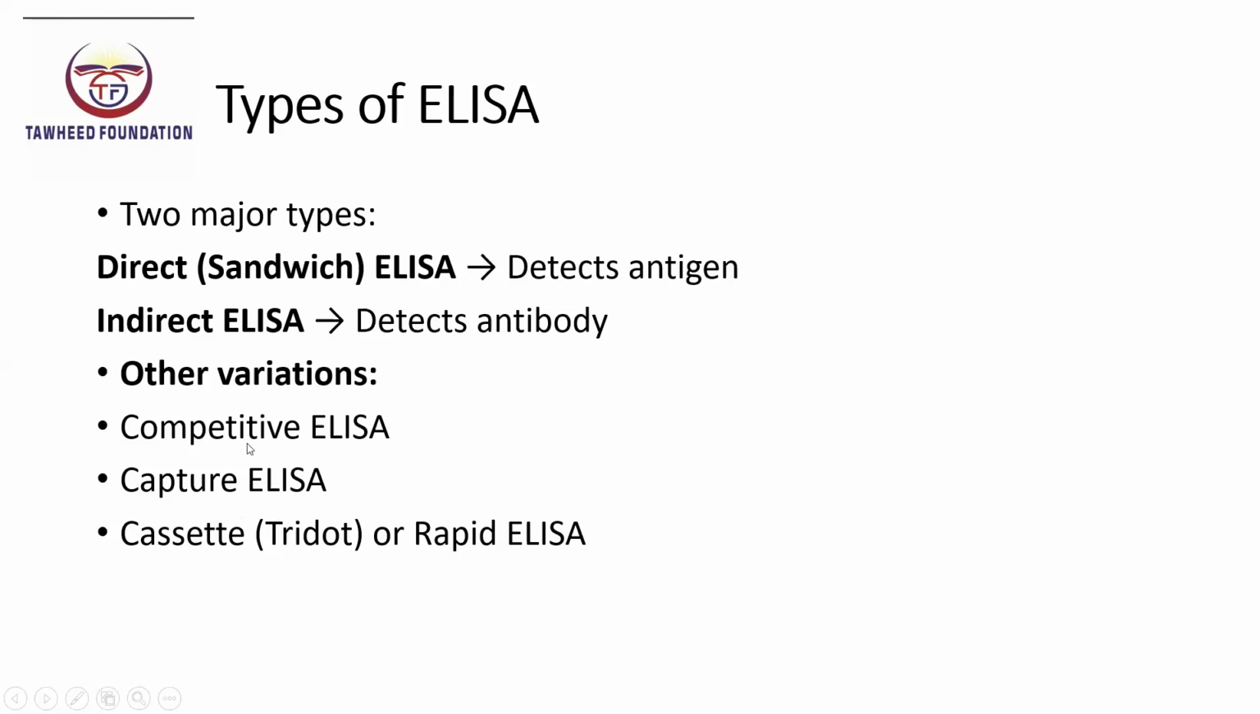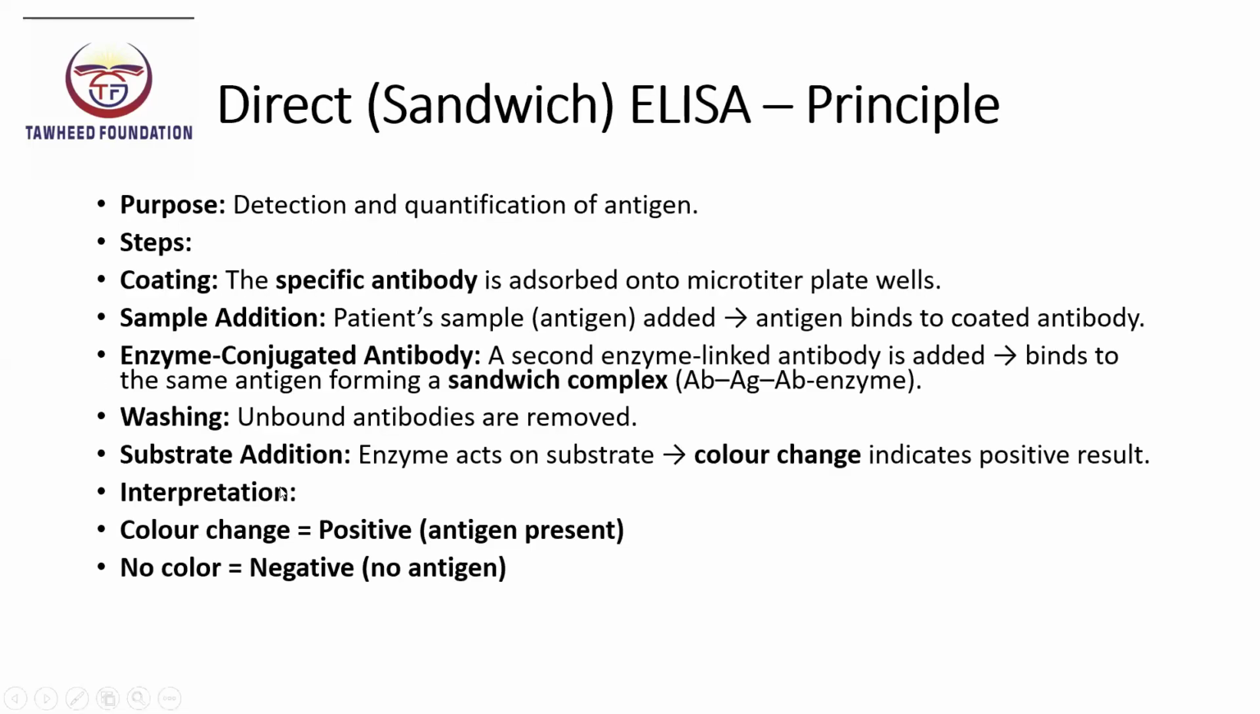So homogeneous is equal to rapid, heterogeneous is equal to more specific. Choice depends on application, sample type and required sensitivity. We'll see both direct and indirect ELISA one by one. Direct, that is sandwich ELISA. So purpose is to detect and quantify antigen in patient sample.